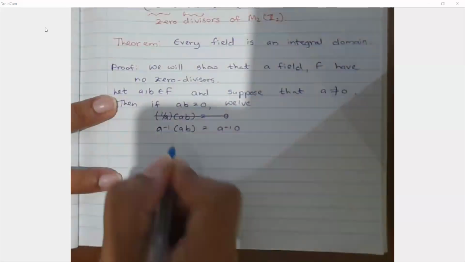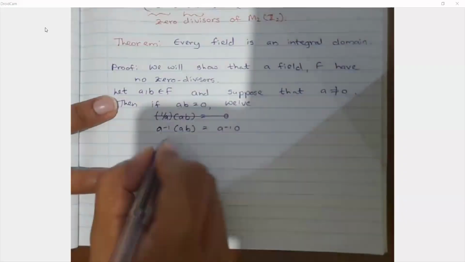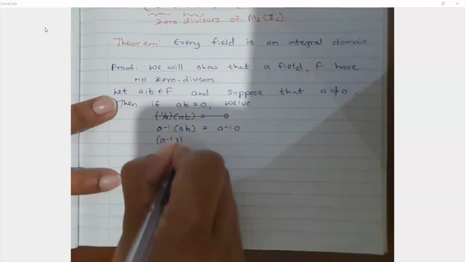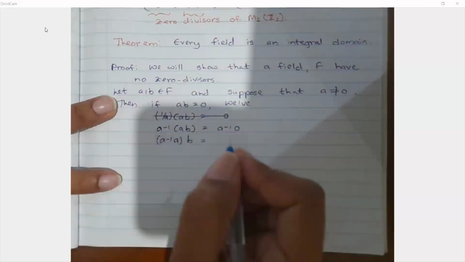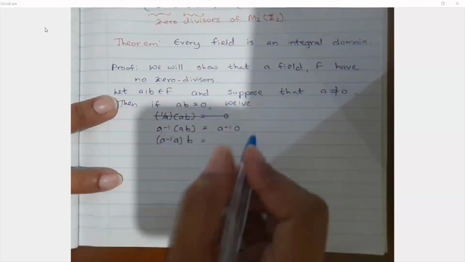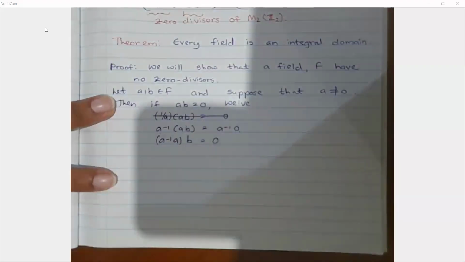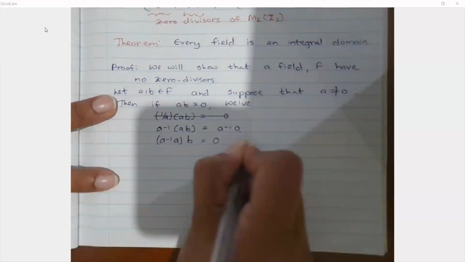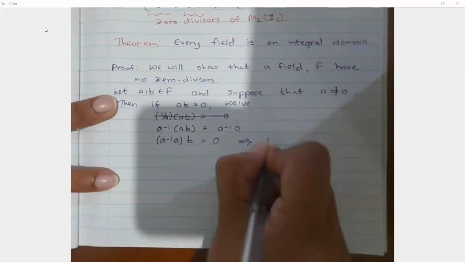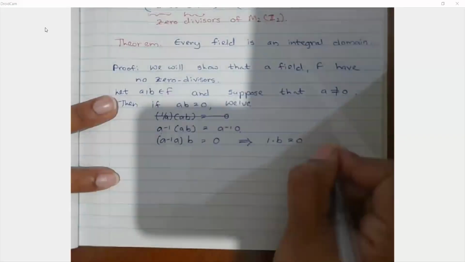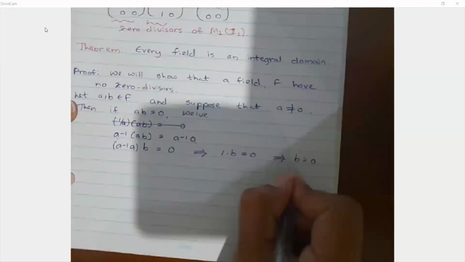Now we have A inverse times A, B, using the associative property. A inverse times 0 is simply 0 by definition and properties relating to 0. This gives you A inverse times A is simply 1, so 1 times B is equal to 0. This simply implies B equals 0 in F.